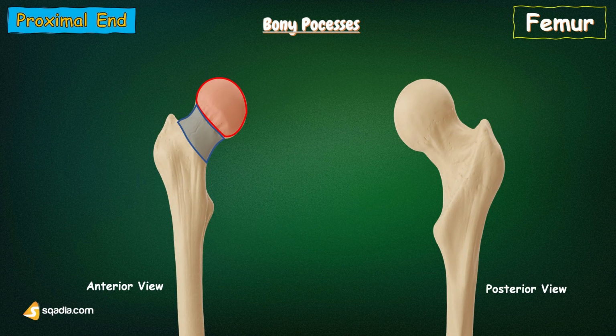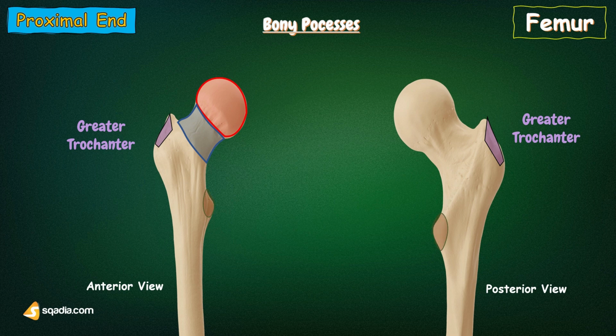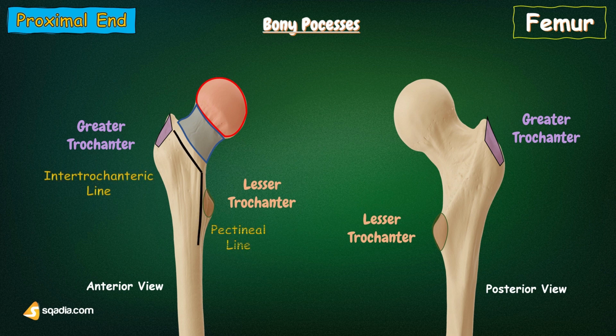As for the bony processes, there are 2 at the proximal end. The greater trochanter can be clearly observed at the anterior aspect and just lateral to the neck, as highlighted here. Second is the lesser trochanter. The name already shows that it is smaller than the greater trochanter. It projects from the posteromedial side of the femur, just inferior to the neck-shaft junction.